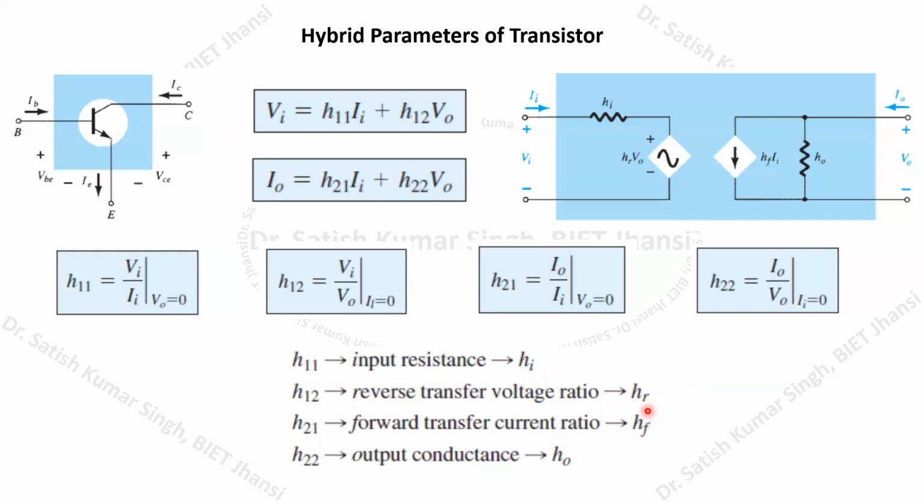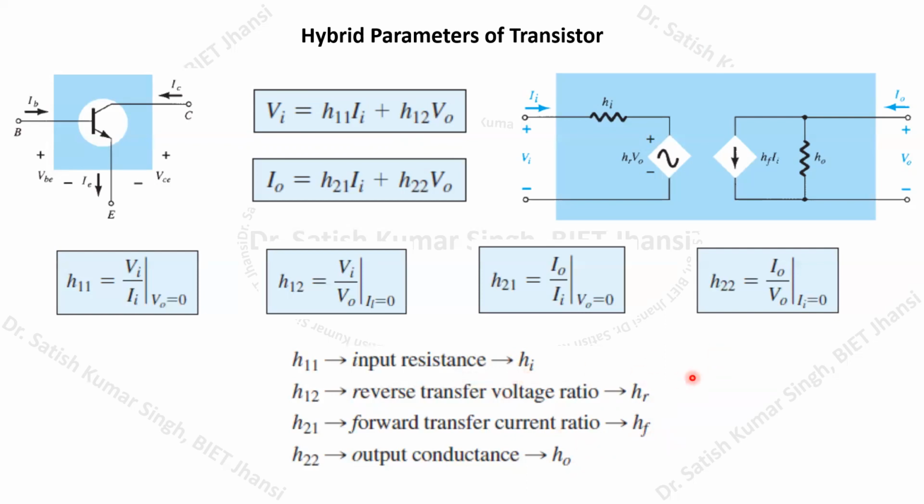HR will become HRE, HF will become HFE, HO will become HOE, to denote that they are calculated in the common emitter configuration. Similarly, if it is common base or common collector, accordingly it will change, like HIB, HRB, HFB, HOB. Okay, this way it will change.